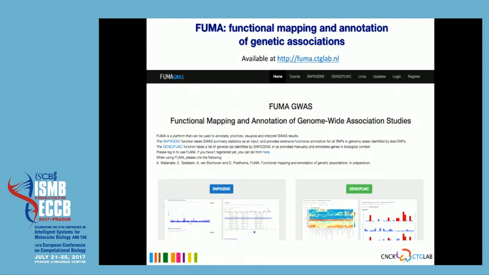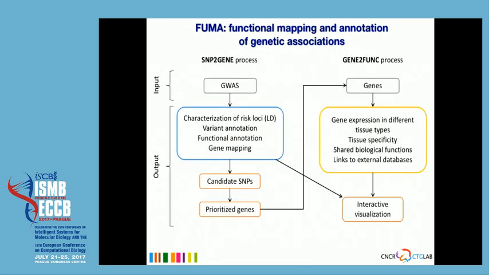So we developed a web application named FUMA that basically automates the 4 steps that I showed in the previous slides into one single platform. In FUMA, there are 2 main processes. The first one is SNP to gene, starting from GWAS summary statistics, and we provide a list of candidate SNPs with all the annotations and also the list of prioritized genes. And those genes can be passed to the second process, which is gene to func, where we provide further biological annotation at the gene level.